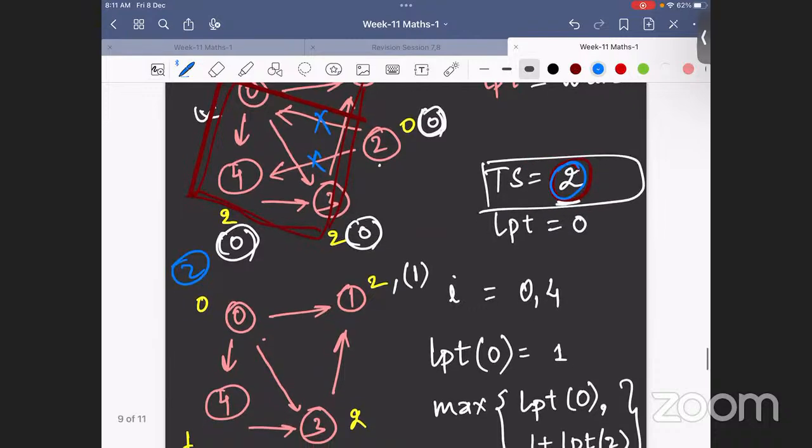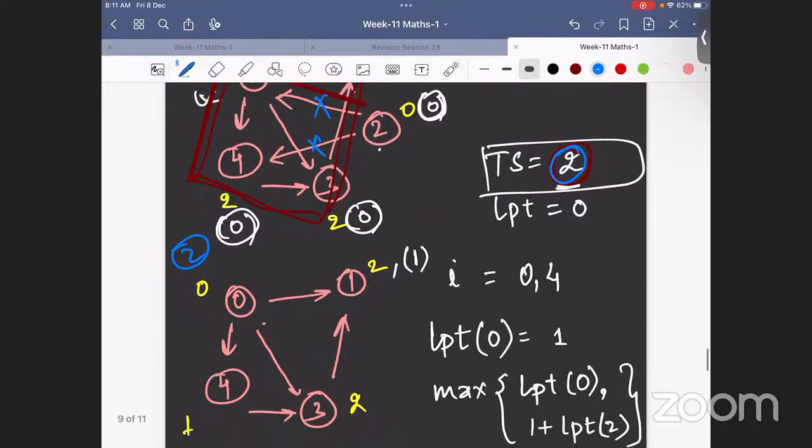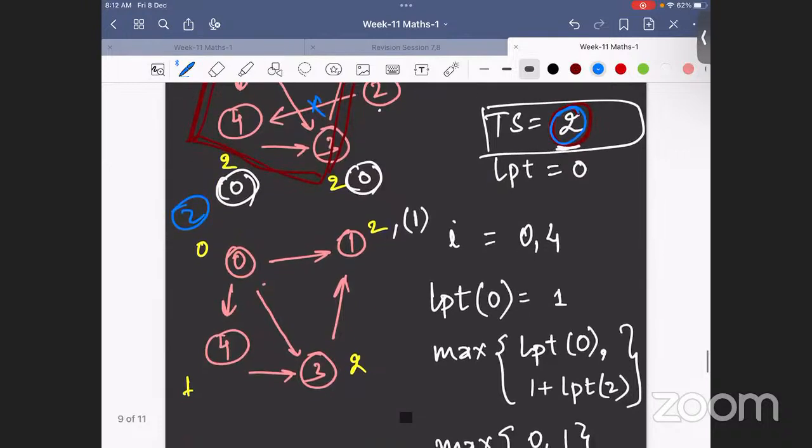Along with that, the second step was to update the value of in degree. So we have to update the value of in degree in the second step, but along with updating the in degree, we have to update one other thing that we initialized with 0. So we also have to update the value of LPT, the longest path to I.